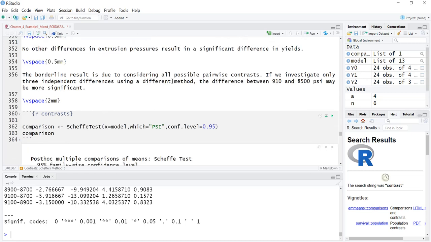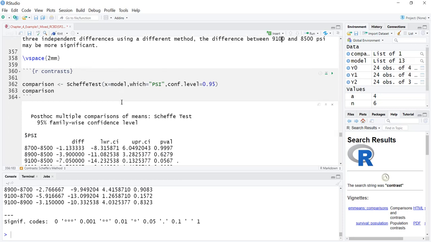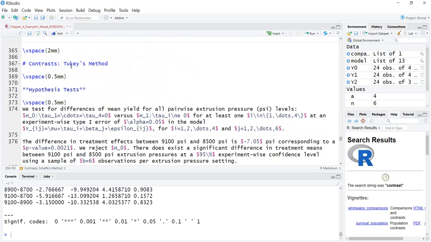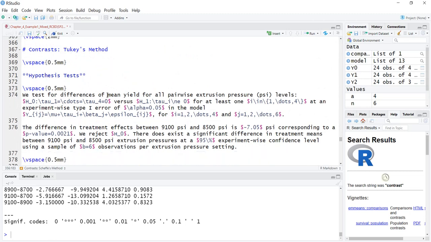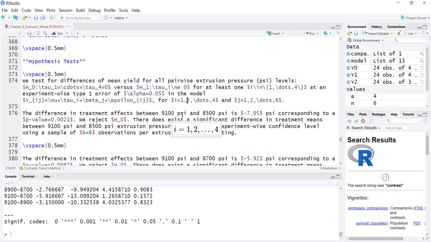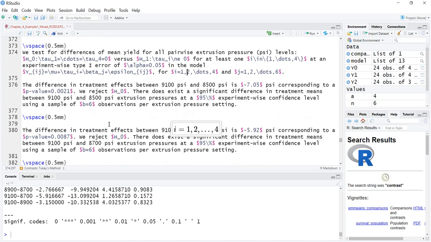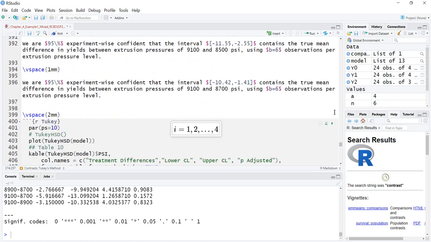The borderline result is due to considering all possible pairwise contrasts. If we investigate only 3 independent differences using a different method, the difference between 9100 and 8500 psi may be more significant. So let's do that. We're going to use Tukey's method. Now it's looking at all the possible pairwise comparisons, but remember it's a little less conservative than Scheffé, I think. So let's run Tukey's method down here.